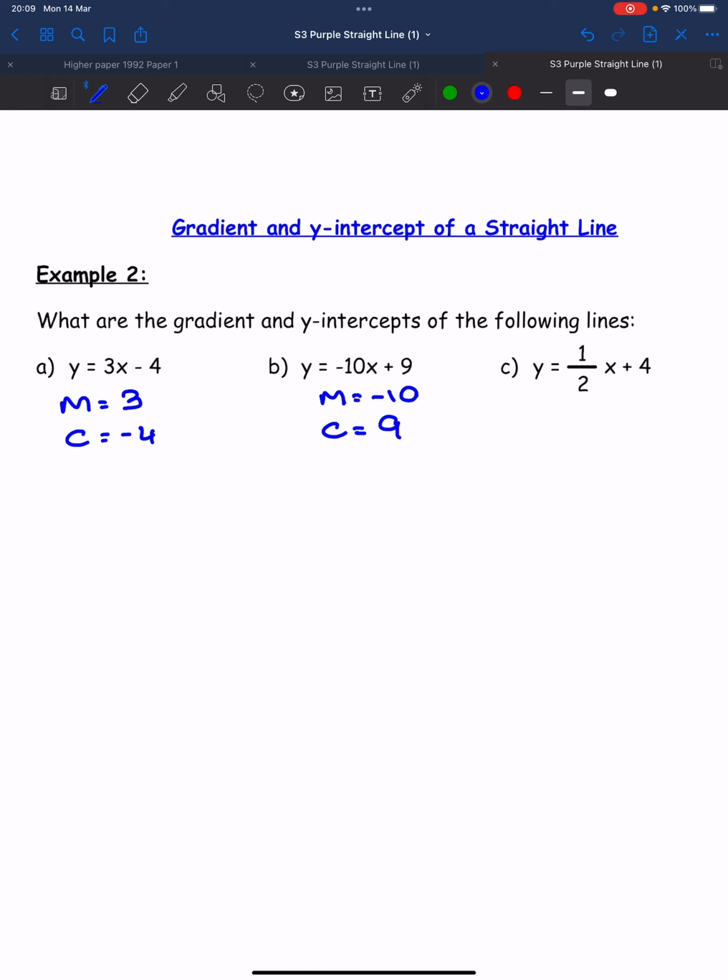The last one, y is equal to a half x plus 4. The gradient is equal to a half, and the y-intercept is equal to 4. So that's just basic ways to pull out the gradient and y-intercept. That is something you should already have covered. If not, then it's all here for you.